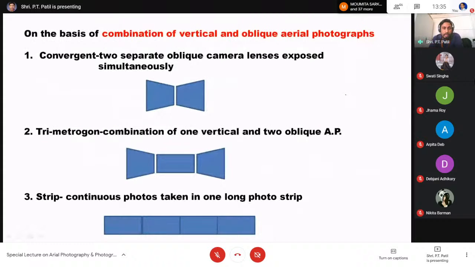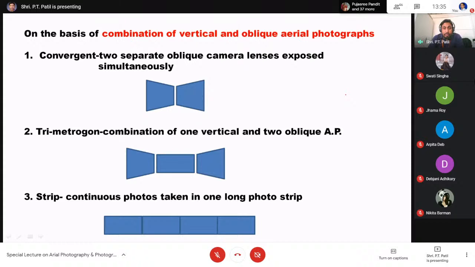Then the types of aerial photograph on the basis of the combination of vertical and oblique aerial photographs: means sometimes we use two oblique lenses in order to capture the area, and sometimes we use vertical and oblique aerial photographs. So there are three kinds of aerial photographs on the basis of the combination of vertical and oblique aerial photography. First, the convergent aerial photograph. Convergent aerial photograph means when we use two separate oblique camera lenses which are exposed simultaneously, means at the same time, with the help of the two oblique camera lenses, we take photographs of two different areas which are very nearby. So that is nothing but convergent aerial photography.